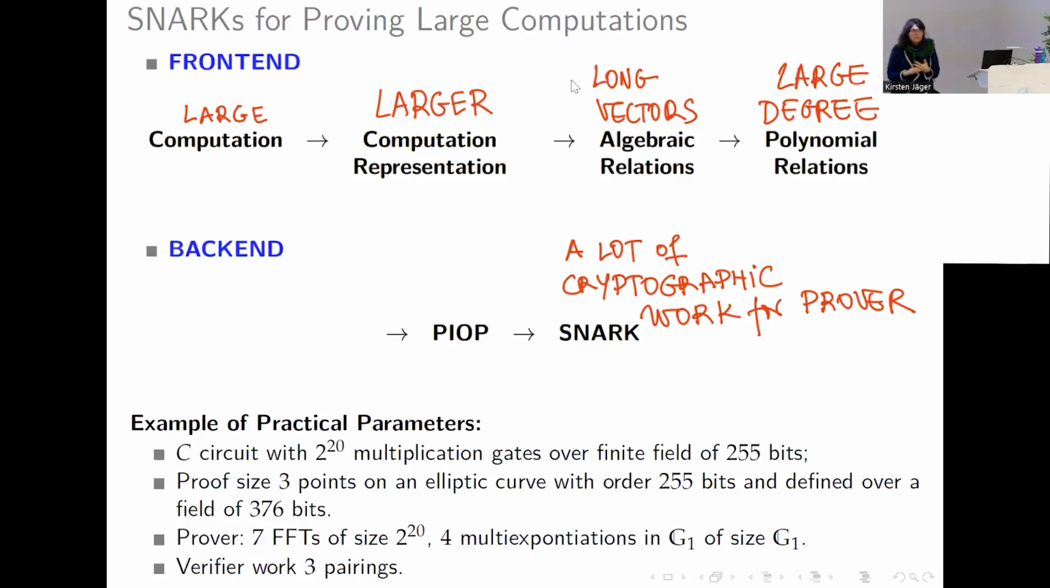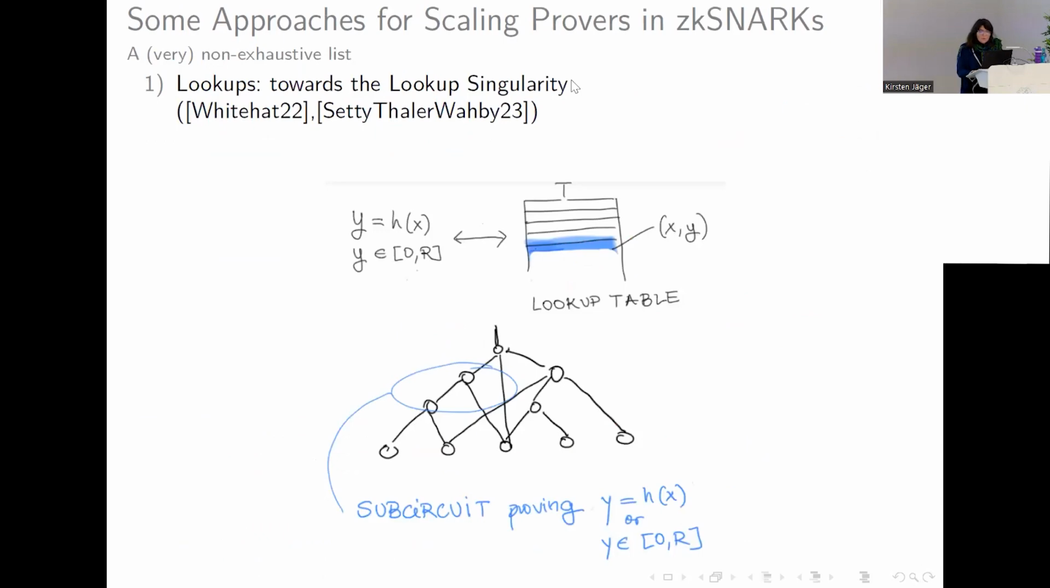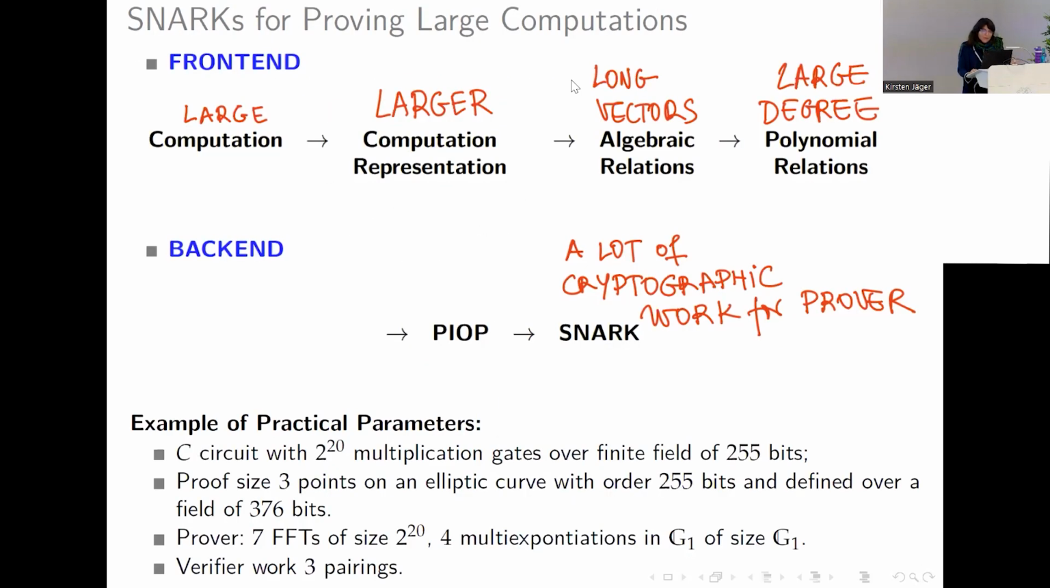The verifier only needs to do 3 pairing operations, okay? So if you think about this, it's completely mind-blowing, right? There is a super large computation, and the verifier only needs to do 3 pairing operations to verify. It doesn't matter how big it is. Okay, so that's mind-blowing, but of course the price to pay is that the prover is doing a lot of effort.